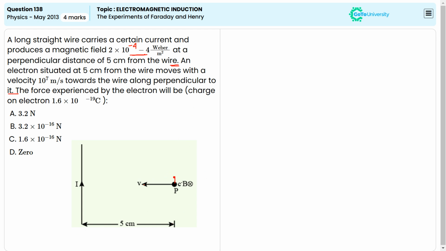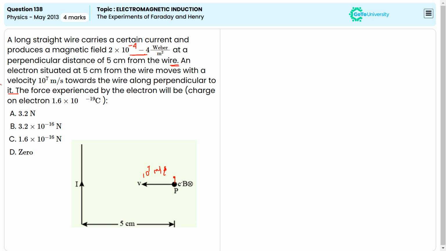And it is moving perpendicular to the wire with the velocity v equal to 10^7 meters per second. The force experienced by the electron will be, that is, the charge of electron, 1.6 × 10^-19 coulomb. For this one, we need to find the direction and the force.